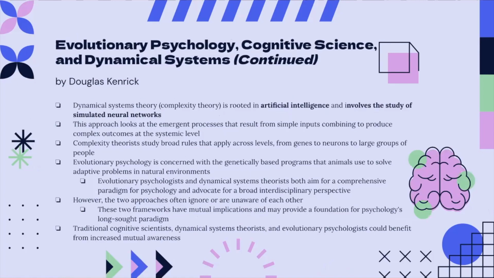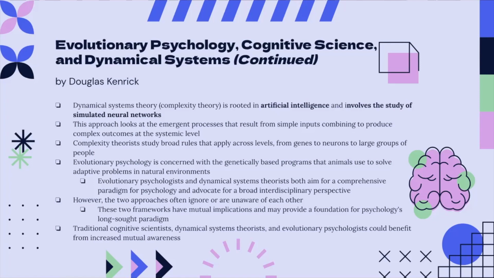Kenrick notes that dynamical systems theory, also known as complexity theory, is rooted in artificial intelligence and often involves the study of simulated neural networks. This approach looks at the processes that result from simple inputs combined to produce complex outcomes at the systemic level. Complexity theories study broad rules that apply across all levels, from genes to neurons to large groups of people. Evolutionary psychology is concerned with the genetically based programs that animals use to solve adaptive problems in natural environments.